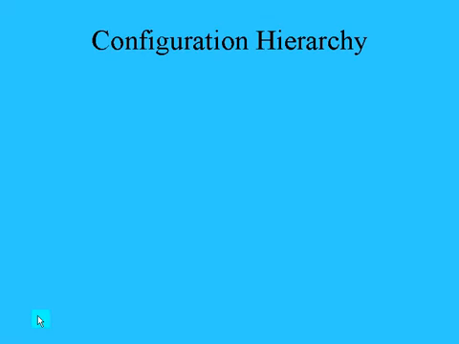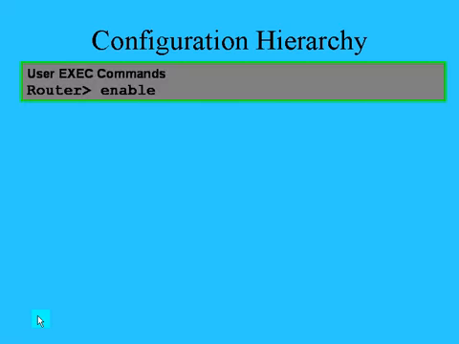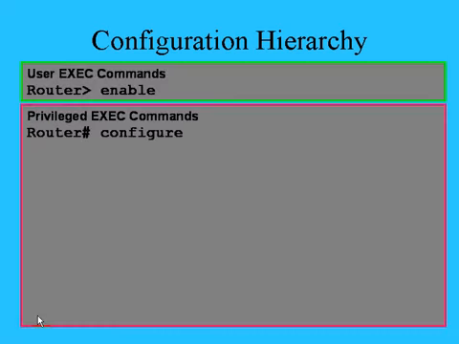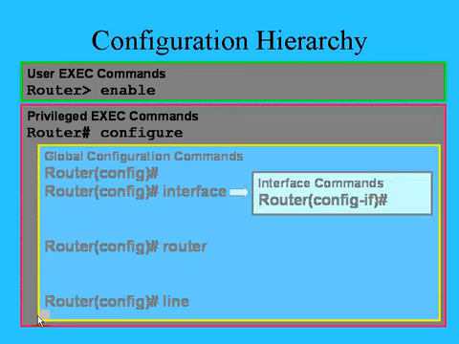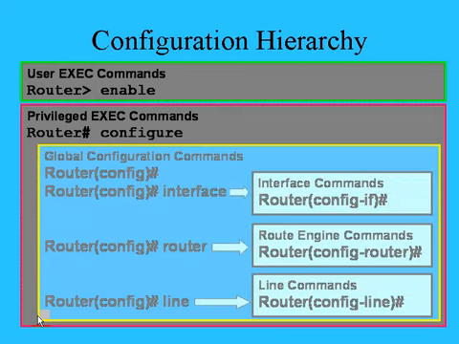In this presentation, we'll be looking at the different modes on a Cisco 2500 series router. Cisco modes are built on a hierarchy of privilege, and for security purposes, Cisco routers have two levels of access to commands: the user mode and the privileged mode. From the privileged mode, you can access modes such as the global configuration mode and other specific modes that include the interface, the router, and the line.